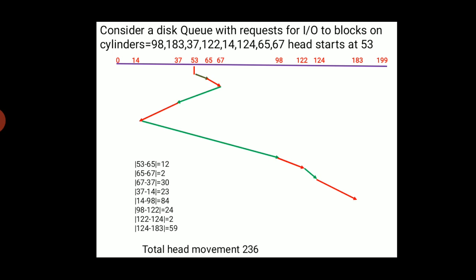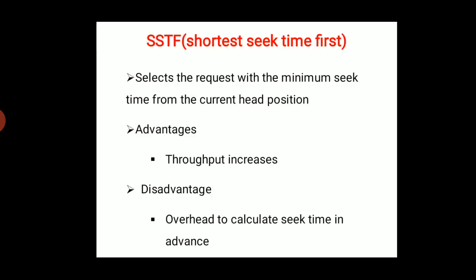Next we'll see the advantages and disadvantages of the SSTF scheduling algorithm. The advantage is that throughput increases. As we are servicing the requests that are closer to the current head position, seek time decreases, so it increases the throughput.